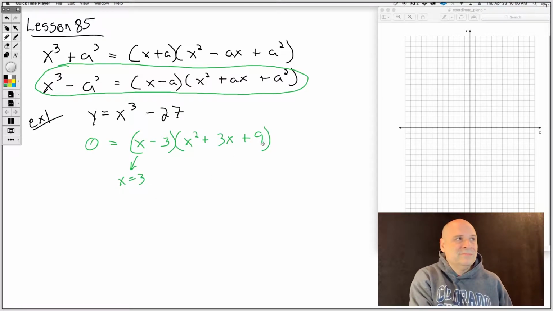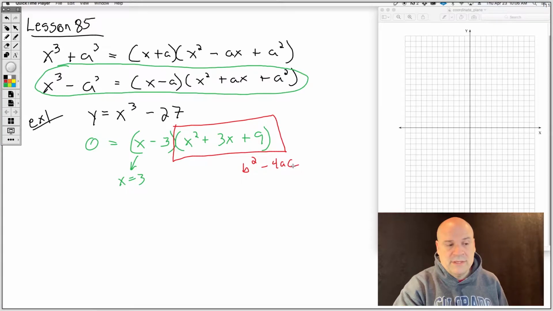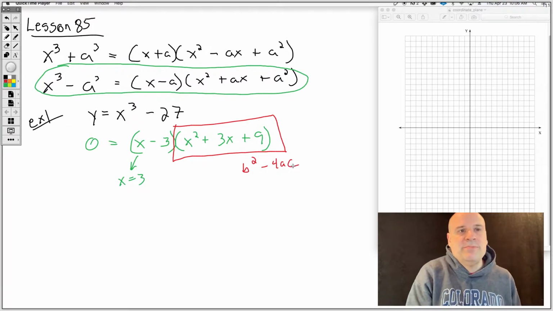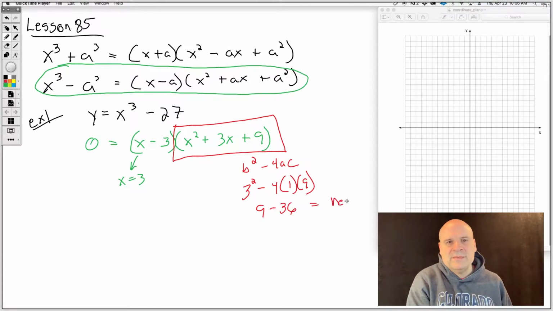But what about this guy? Well, let's use our discriminant. This is a quadratic equation, so what's our discriminant? b squared minus 4ac. We're gonna see if we even have a real root. Remember, if you end up with a 0 in the discriminant or a positive number, then you have one real root or two real roots. Well, b squared would be 3 squared minus 4 times a, which is 1, times c, which is 9. So this is gonna be 9 minus 36, which equals a negative number. That means there are no real roots here. These are complex roots. So our only real root is x equals 3.